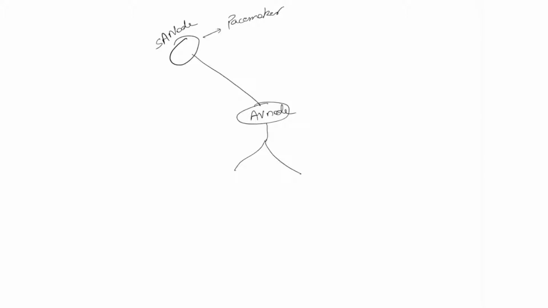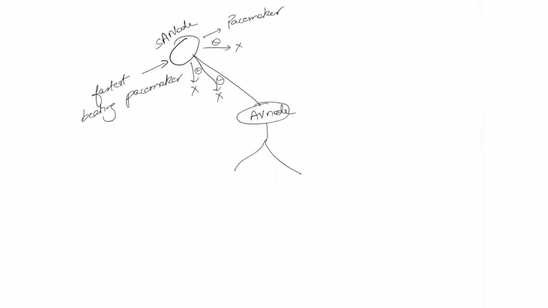Now, normally, the SA node is the pacemaker because it's the fastest beating pacemaker in the heart. In other words, there could be other foci that are able to function as a pacemaker, but these are actively inhibited by the SA node just because it fires much faster than the others.